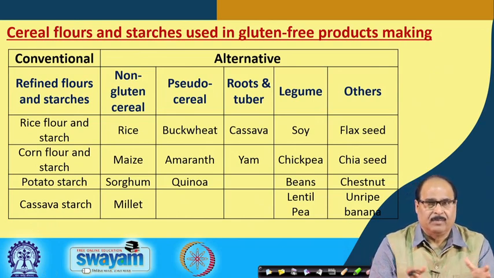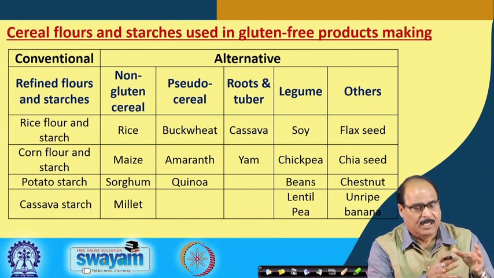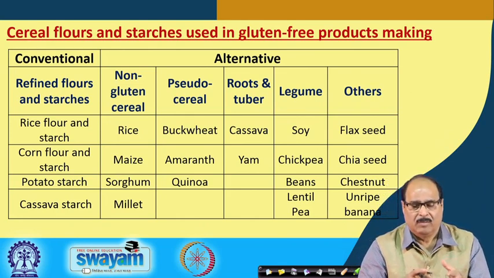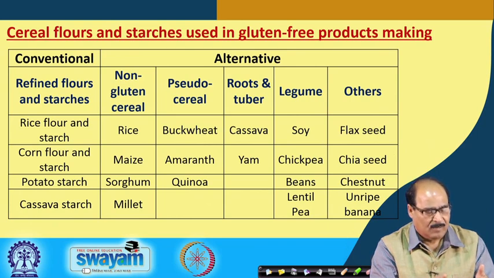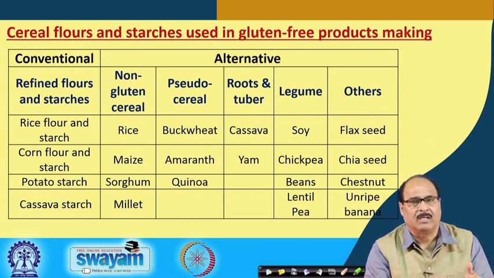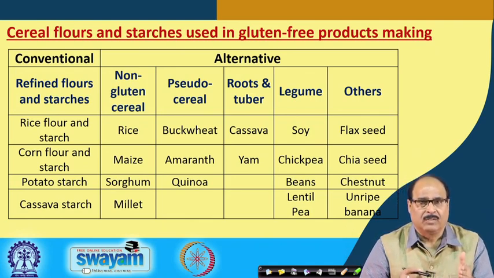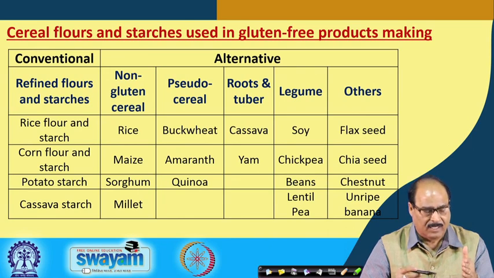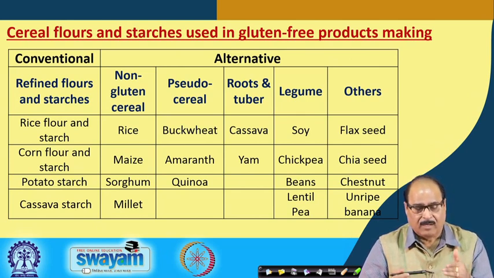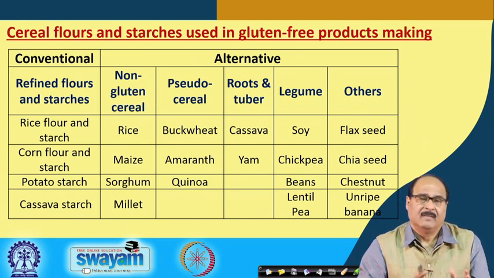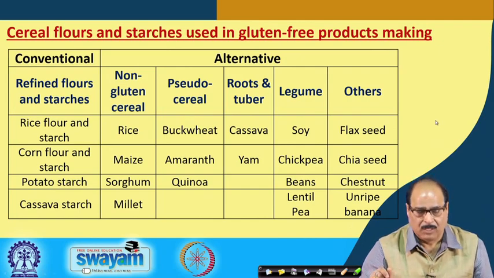Right? In this slide, I have tried to give you the materials, that is cereal flours and starches, which can be used for the preparation of gluten-free products, like conventional refined flours and starches of rice, corn flour or corn starch, potato starch, cassava starch, etc., or alternative non-gluten-containing raw materials like non-gluten cereals such as rice, maize, sorghum, millet, pseudo cereals such as buckwheat, amaranth, quinoa, or roots and tubers, that is cassava and yam, legumes like soya, chickpea, beans, lentil, pea, or other grains like flax seeds, chia seeds, chestnut, unripe banana, etc. These can be used for preparation of gluten-free products.